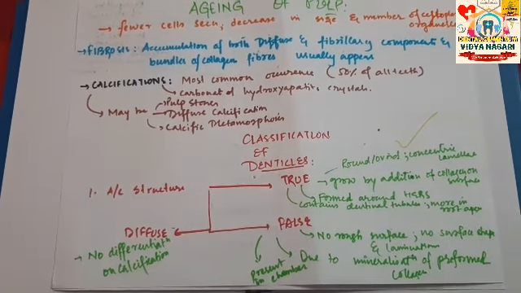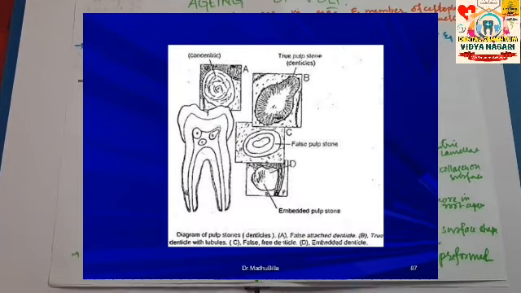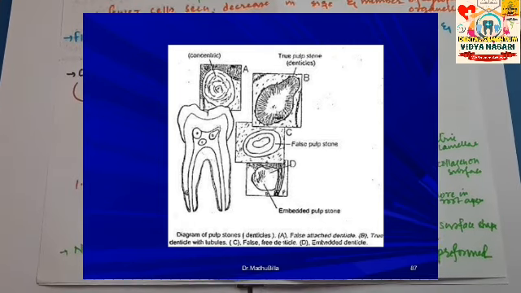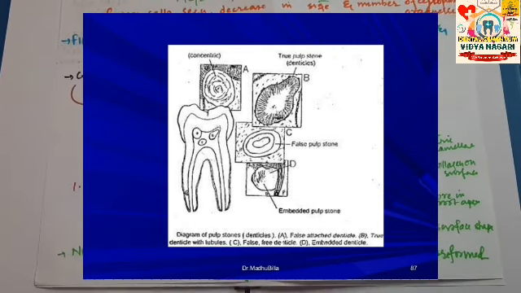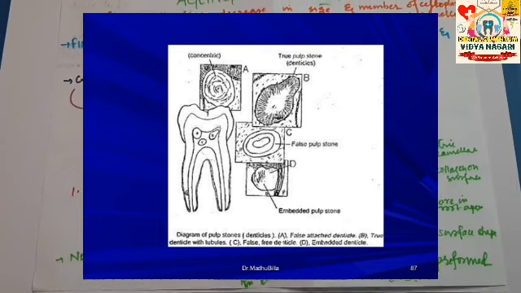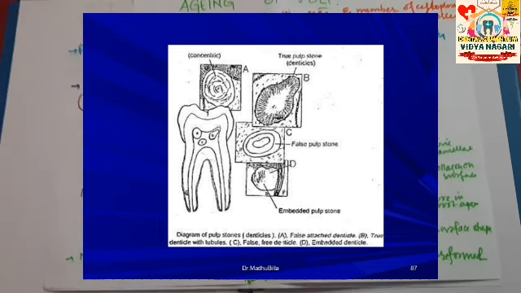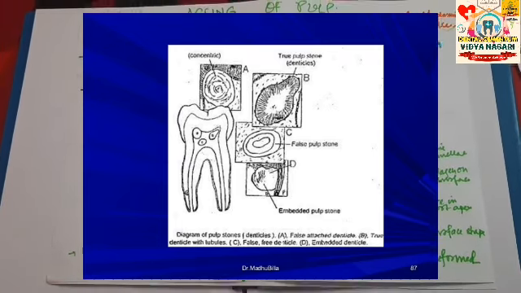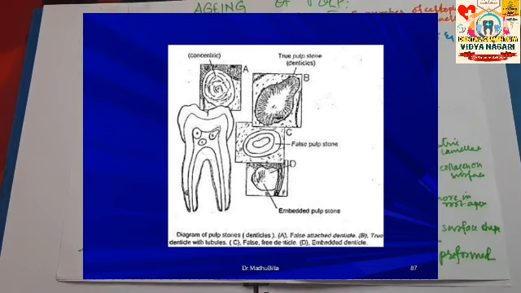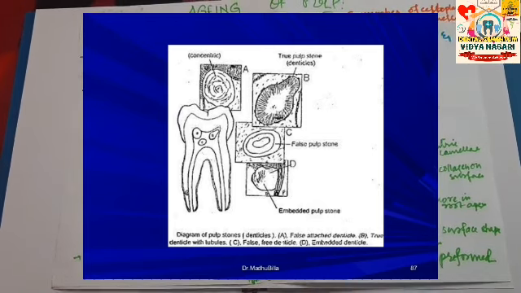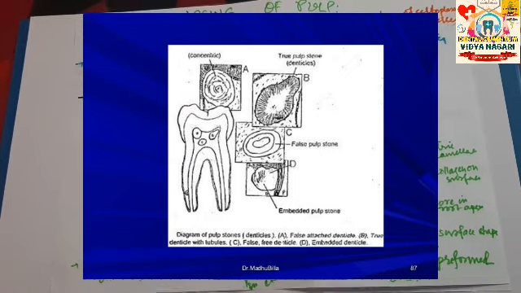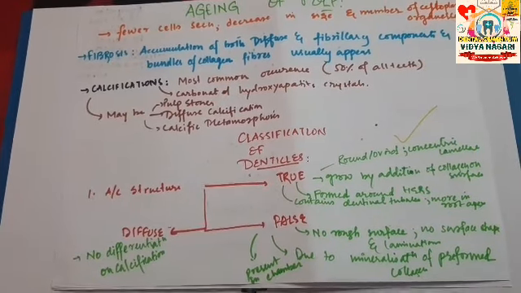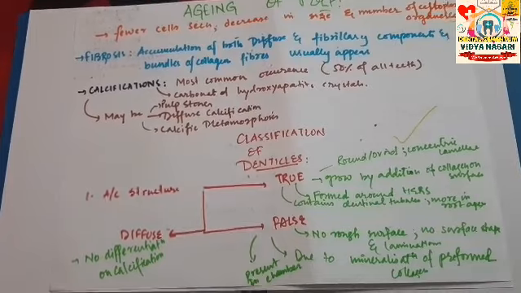Now we will classify the denticles or pulp stones. They can be classified according to structure: true pulp stones, false pulp stones, and diffuse pulp stones. Let us first come to true pulp stones. They might be ovoid or round and contain concentric lamellae. They grow by addition of collagen on the surface of pulp and are usually formed around HERS, Hertwig's epithelial root sheath. They contain dentinal tubules and are found more in the root apex.